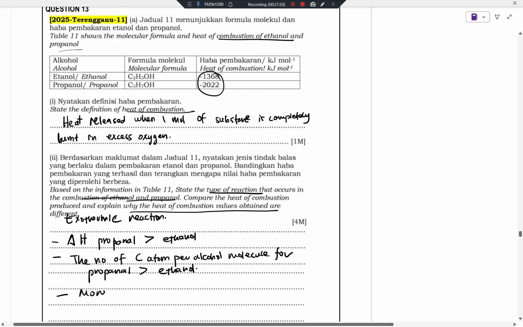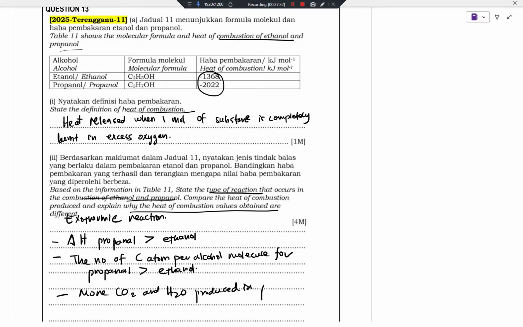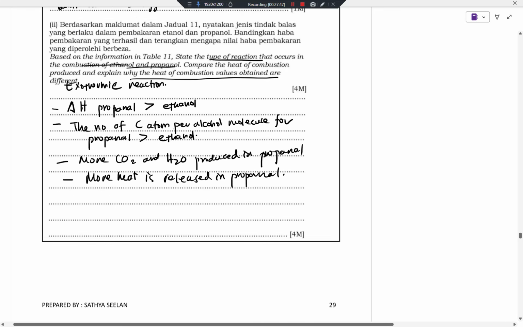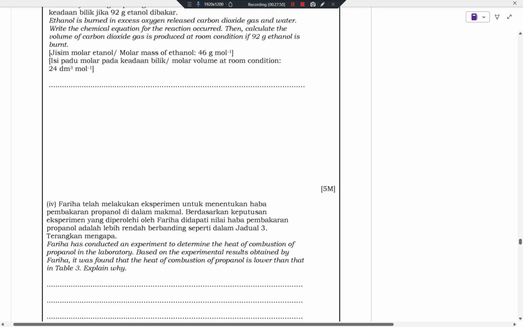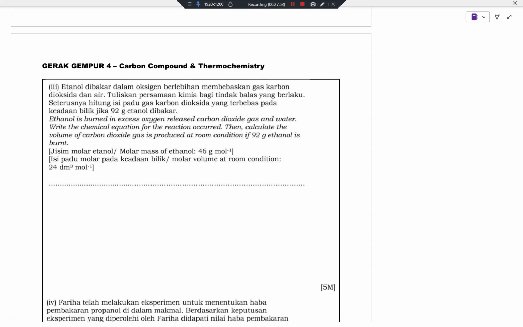So more carbon dioxide and water produced in propanol. So more heat is released in propanol. Okay, and then ethanol is burned in excess oxygen to produce carbon dioxide and water. Write the chemical equation. So ethanol is C2H5OH campur oxygen. Okay, dia akan jadi carbon dioxide plus water.